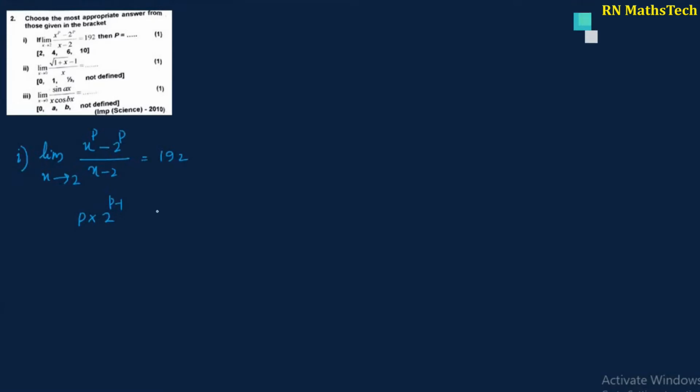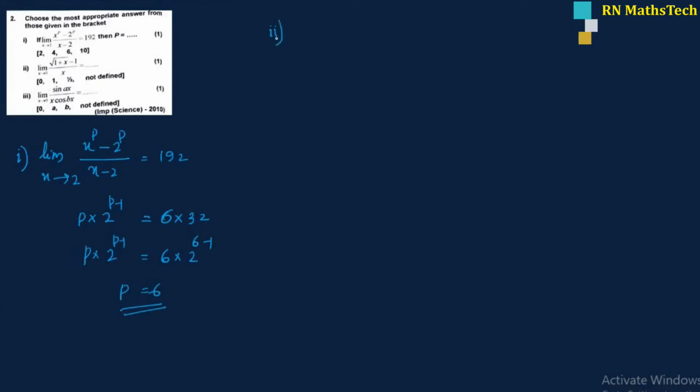That is equal to 192, which is 6 into 32. That is p into 2 raised to p minus 1 is equal to 6 into 2 raised to 6 minus 1. This 32 is 2 raised to 5, so 2 raised to 5 into 6. So comparing, p is equal to 6. So that is the first part.